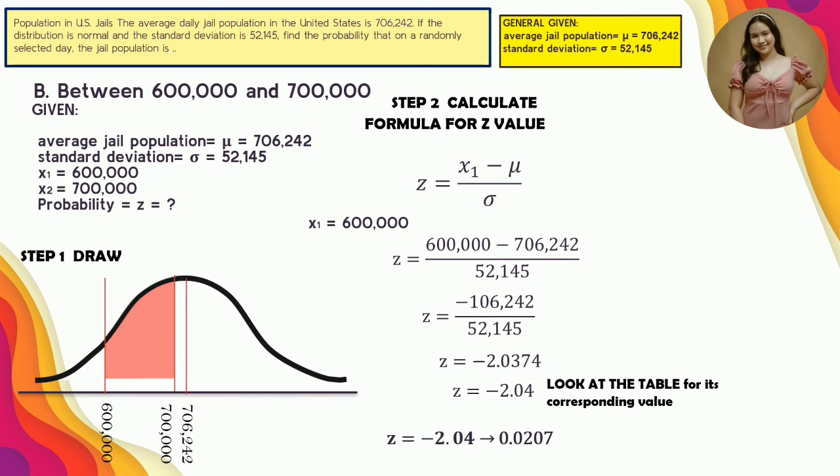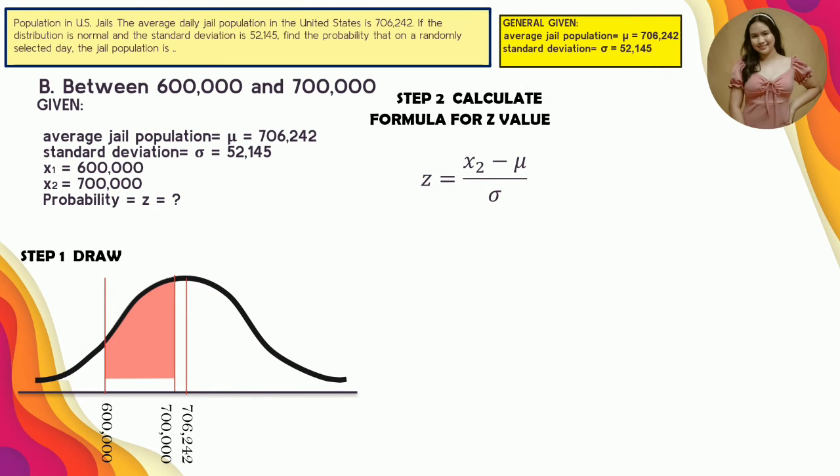And now we have z equals negative 2.04, and its corresponding value is 0.0207. And this is the value of z for our x sub 1.